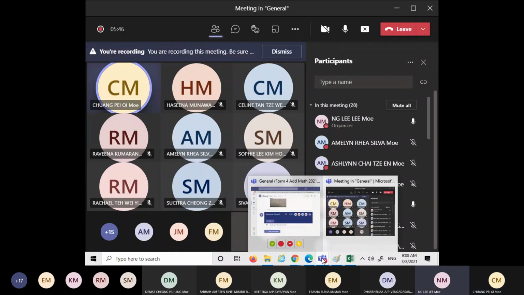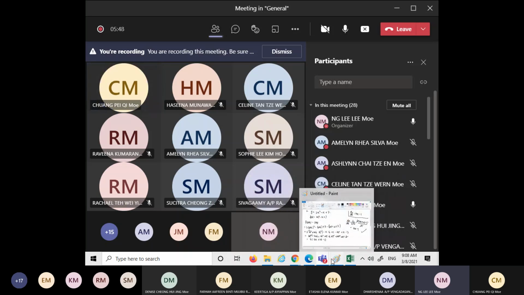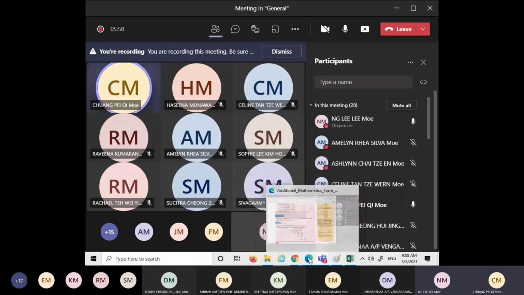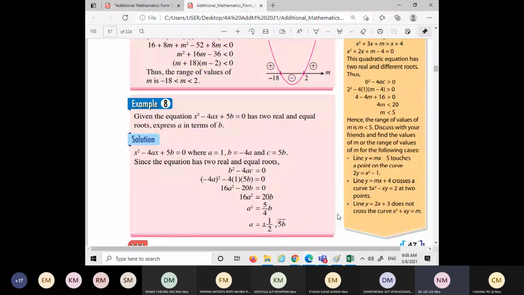I remember that day I couldn't finish the whole subtopic. There is one more example I didn't show. Okay, example 8. I think so. If wrong, then you let me know. Okay, so I will continue with example 8. So this example 8 actually is this.